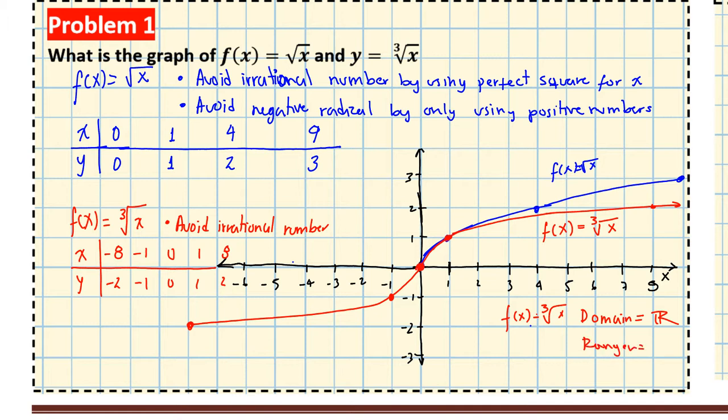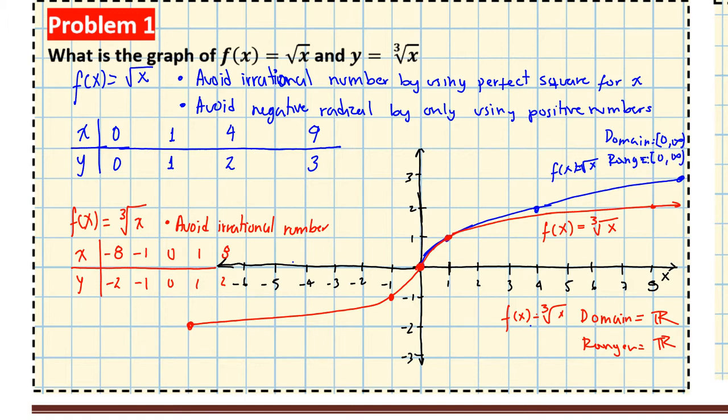Compared to the limitations that the square root of x has, in which the domain, so we're going to write domain here, is from 0 to infinity, and respectively the range is also from 0 to infinity. Okay, so very different types of problems.